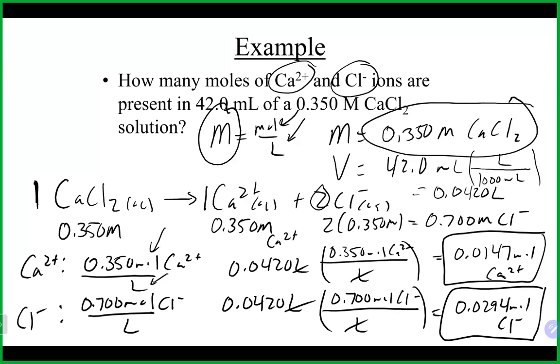Now, also, like I said before, you could have just used the molarity of the whole thing and figured out the moles of the whole thing and then did a mole to mole relationship, and you would get the same answer as well. So you could have done that approach as well. Other questions on that?